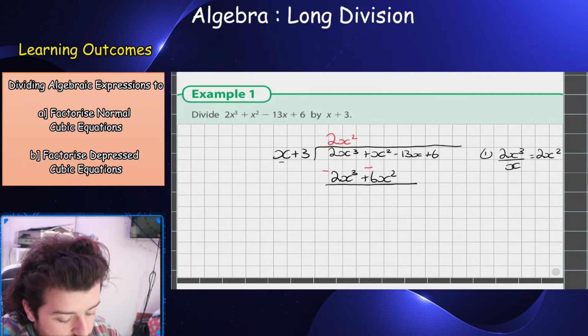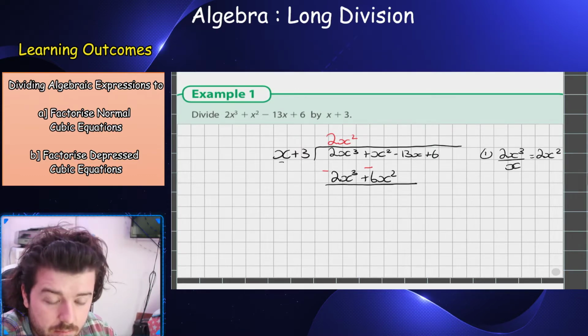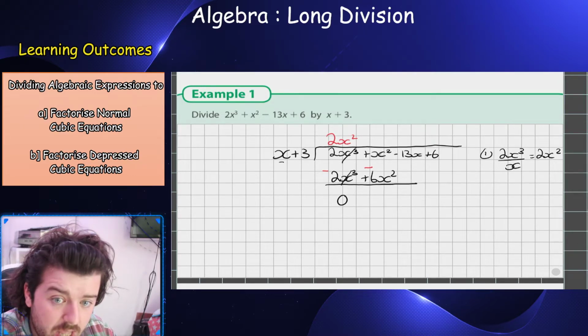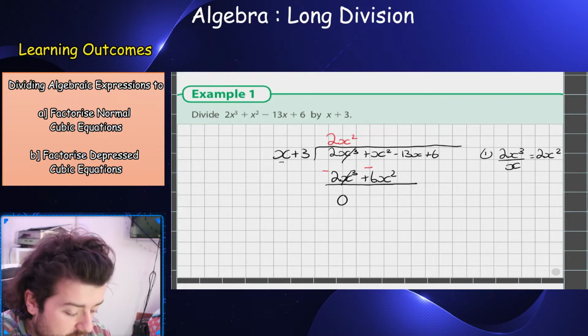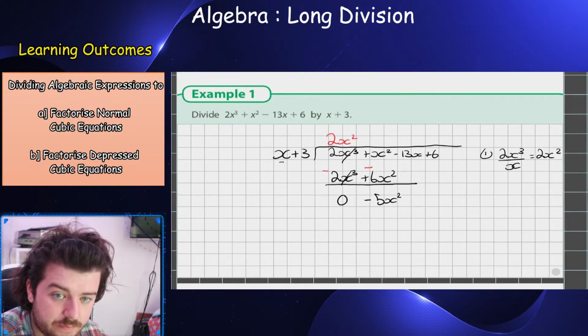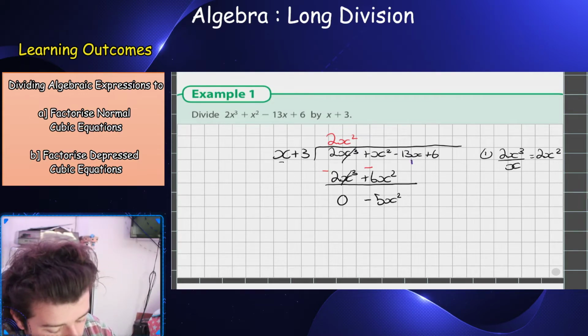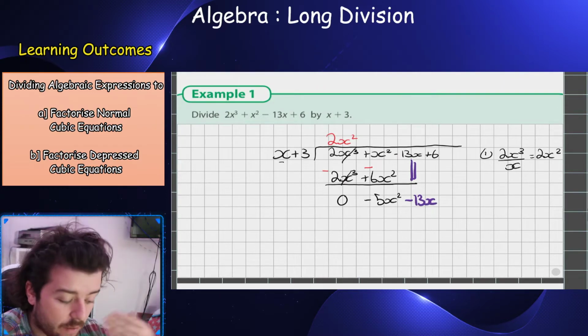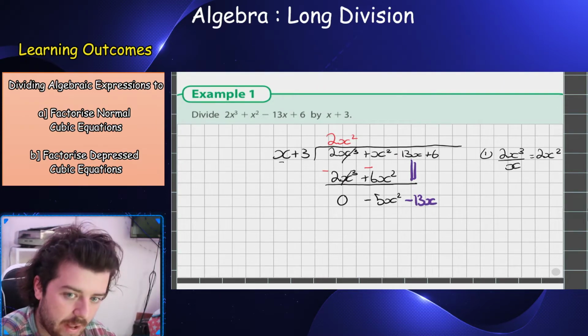So now I just take them away. 2x cubed minus 2x cubed is just going to be 0. x squared minus 6x squared is going to be minus 5x squared. And then finally, I just bring down the minus 13x, the next term. And now I repeat that process again until I get a remainder of 0.